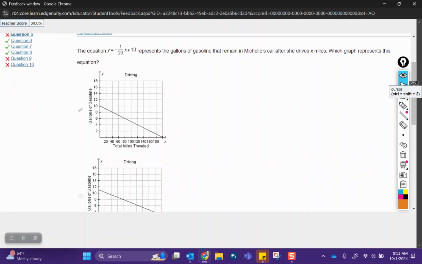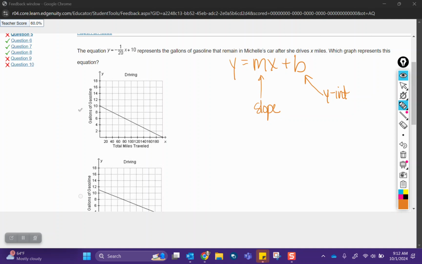This one gives you an equation, y equals -1/20 x plus 10. You're told it represents gallons of gasoline that remain in Michelle's car after she drives so many miles. Which graph represents this equation? So we're going to start with the y-intercept again. In the slope-intercept form, y equals mx plus b, b is the y-intercept. Whatever that number is, that's where the graph will cross the y-axis. This number is the slope. So we're looking for a y-intercept of 10.